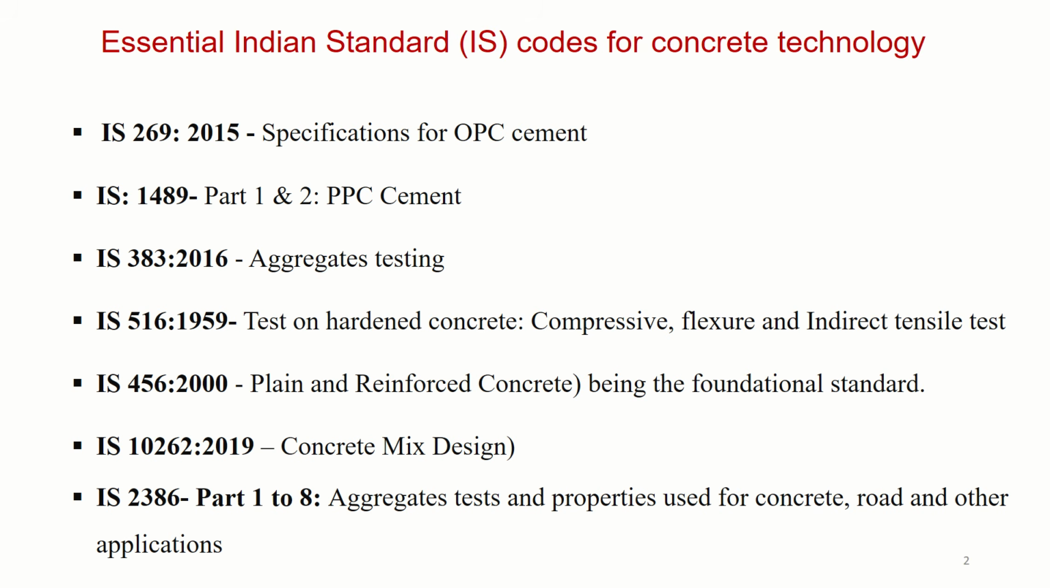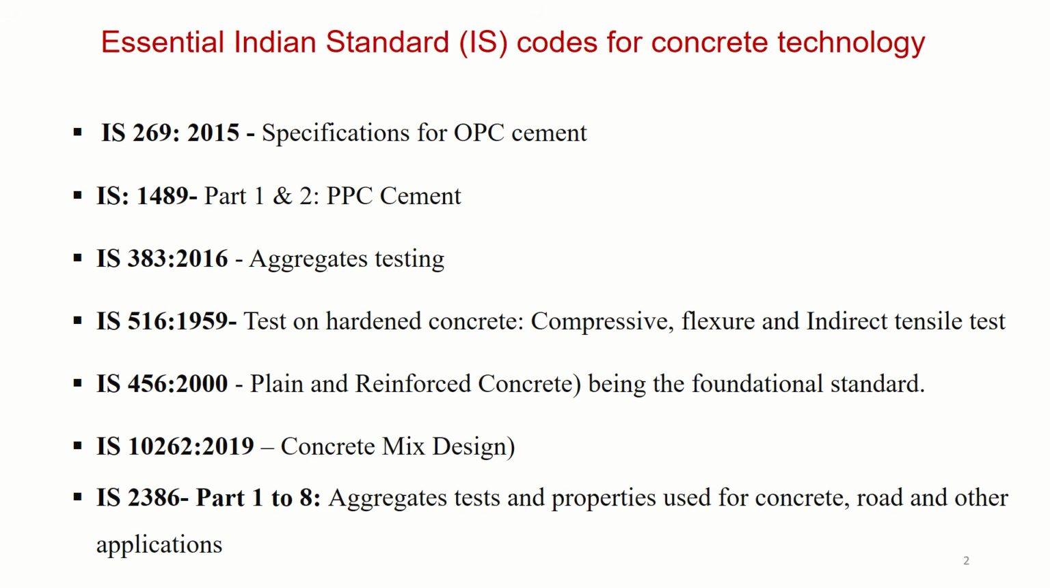As you know, for OPC cement, there is IS 269:2015. For PPC cement, it is IS 1489. For aggregate, it is IS 383. For testing of hardened concrete, it is IS 516. For RCC and plain cement concrete, it is IS 456. For concrete mix design, it is IS 10262:2019. And for testing on coarse aggregates, this is IS 2386.